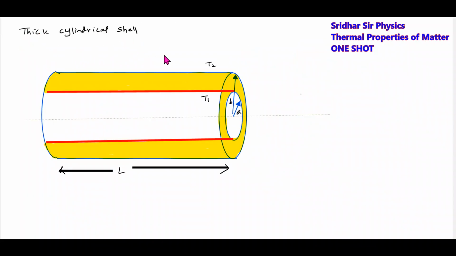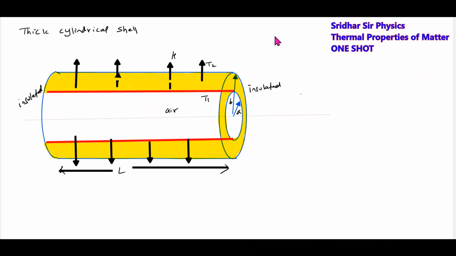We have the thick cylindrical shell. The inner surface of the cylinder is at temperature T1, outer surface at temperature T2. The heat will flow radially, through the curved surface. These ends are insulated. So how will the heat escape? The heat will escape in this direction. Okay, fine. So this is the basic idea. Then we have to calculate it.